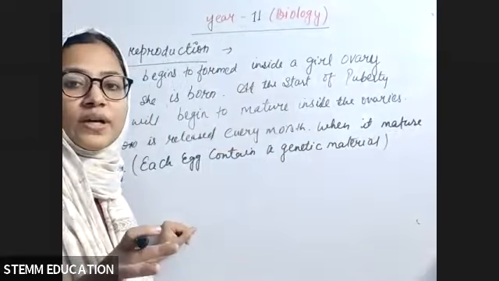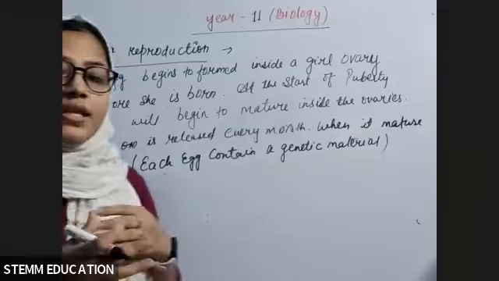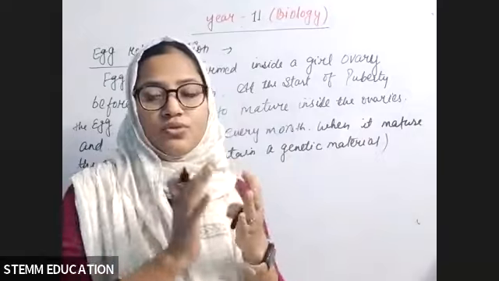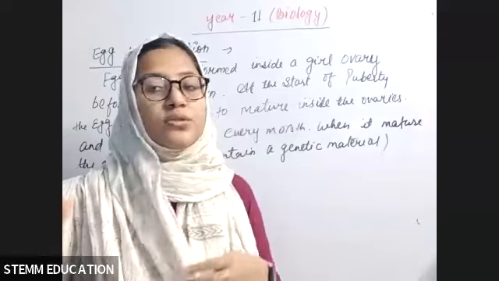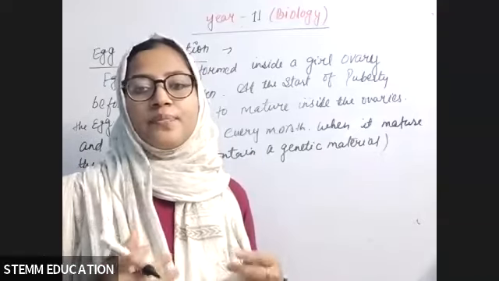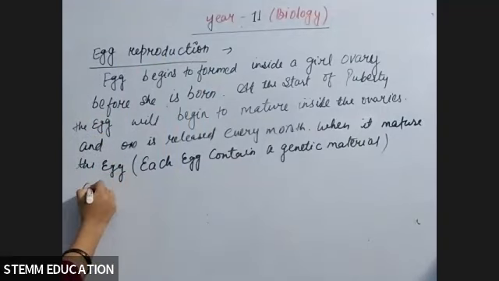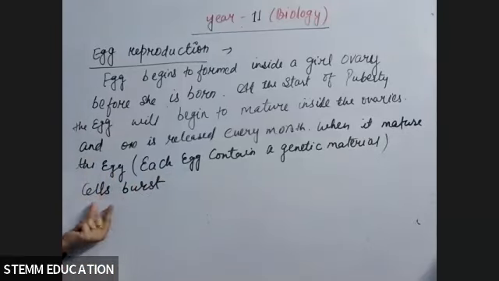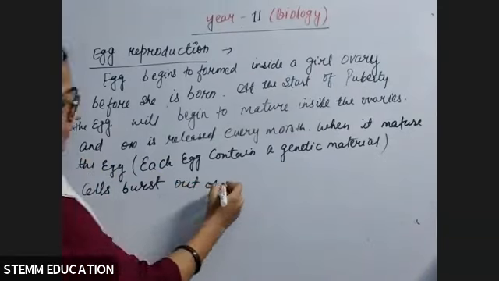That's how a young one is similar to their parents, because the genetic material is transferred from the mother and from the father to the children, to their cells, right? Each egg contains genetic material. So when the egg matures, the egg cell bursts out of the ovary.